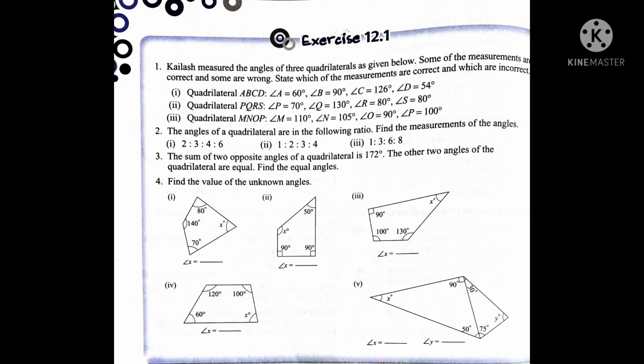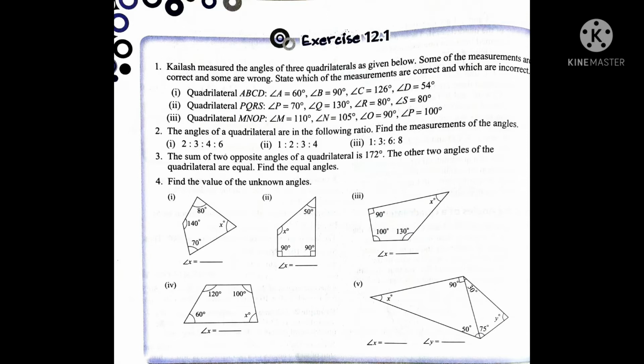That means you have to see the angles, add them, and you should get the sum of angles equal to 360 degrees. If you do not get 360 degrees, then the measurement is wrong. So try to do question number 1 in the book itself.